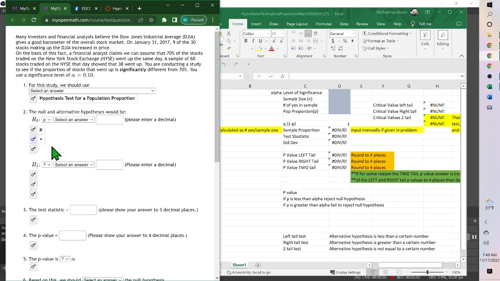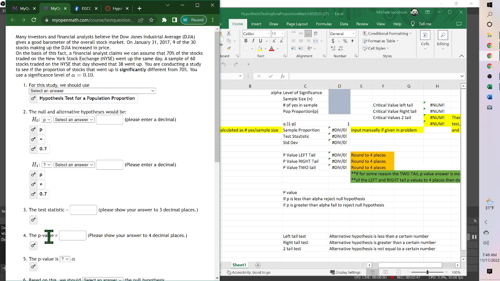The null hypothesis is always equal to, and then your proportion was 70% as a decimal, 0.7. So your null hypothesis is P equals 0.7. For the alternative, the beginning and the end are always the same as your null hypothesis. So then you just need to decide less than, not equal to, or greater than. And in this case, because it says significantly different from, that's not equal to.